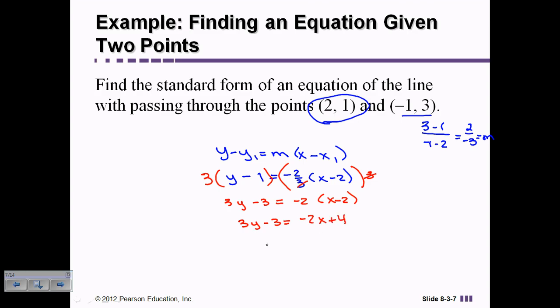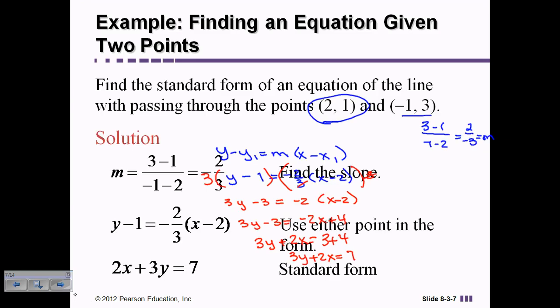We're going to reduce this down, so we're going to get 3y plus 2x equals 7. And so then in standard form, we end up with 2x plus 3y equals 7.